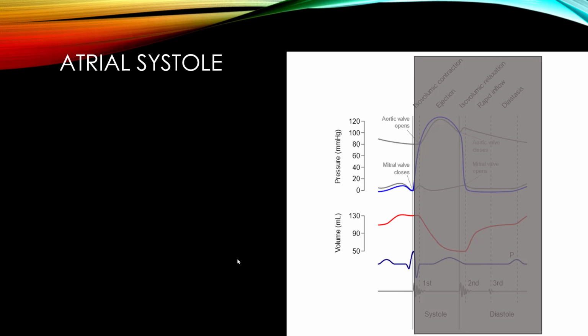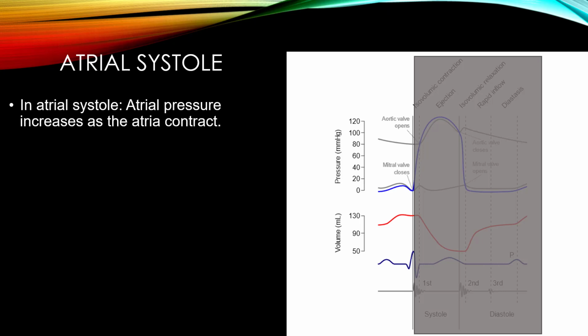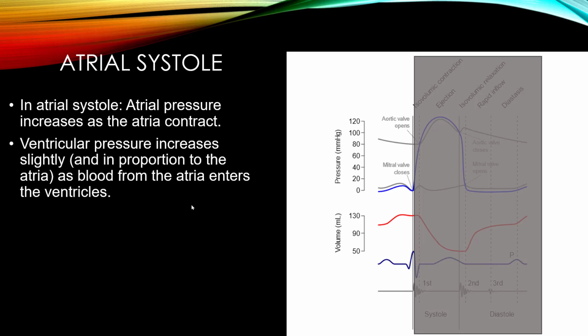Atrial systole. In atrial systole, atrial pressure increases as the atria contract. Here you can see that this graph shows the pressure changes in the atria. When the atria contract, the pressure in the atria increases. Here ventricular pressure increases slightly and in proportion to the atria as the mitral valve opens and the blood enters from the atria to the ventricle.